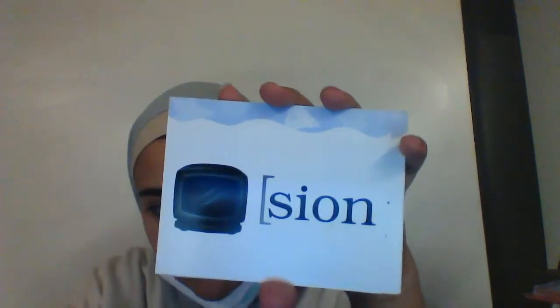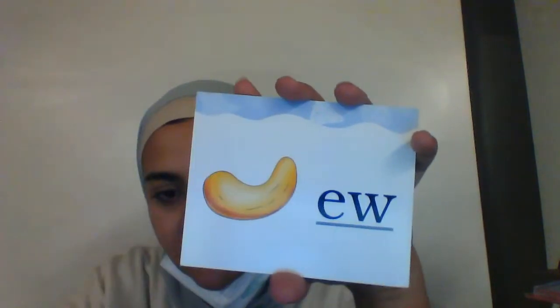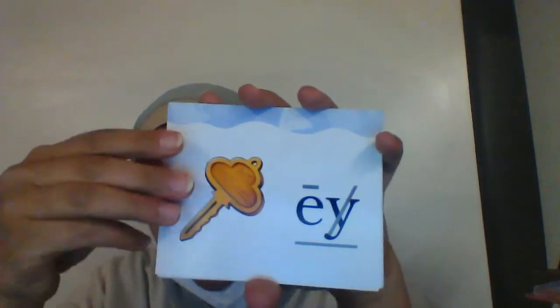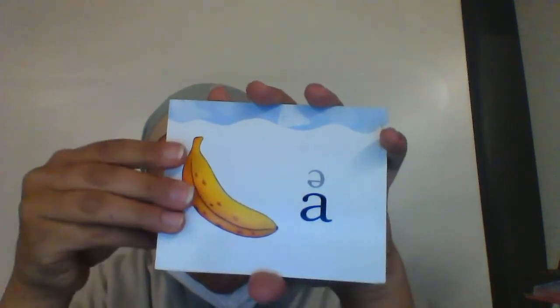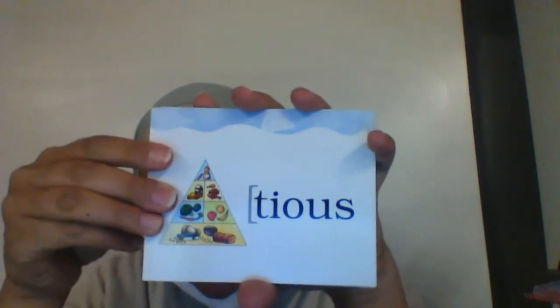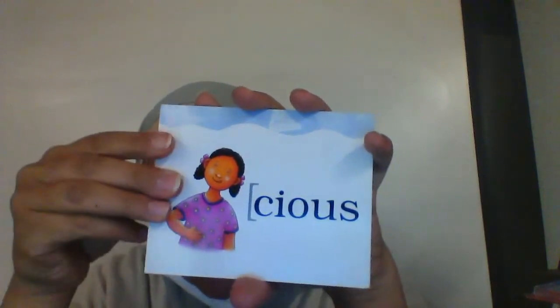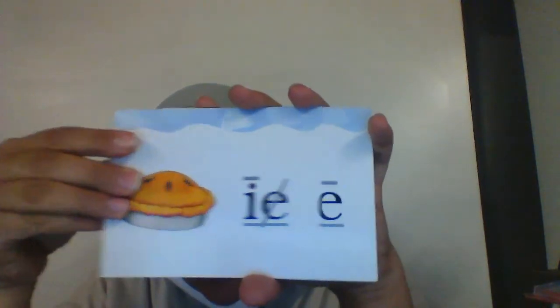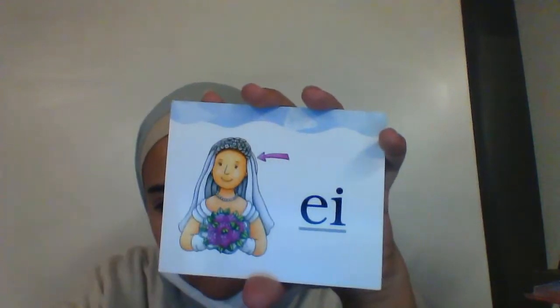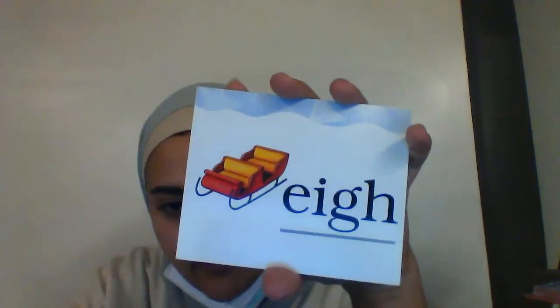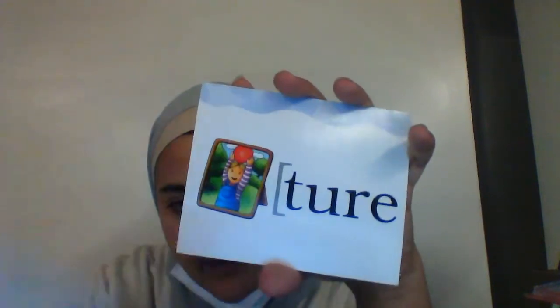Mission shun. Television shun. Cashew ew. Key e. Glue ew. Banana uh. Nutritious chess. Delicious. High eye. Shield e. Receipt e. Veil a. Slay a. Picture chur. Excellent.